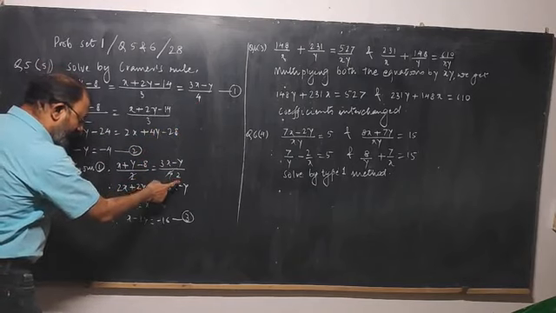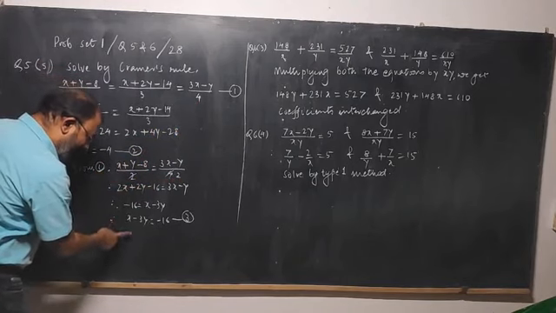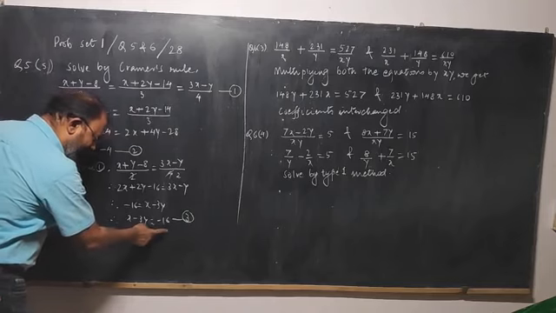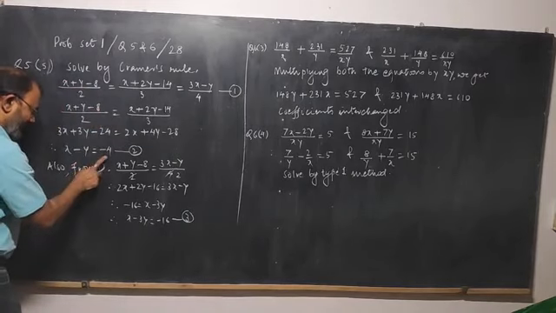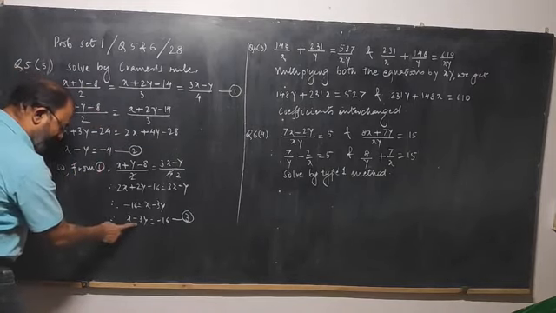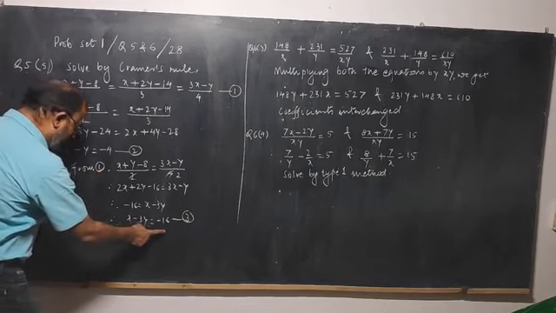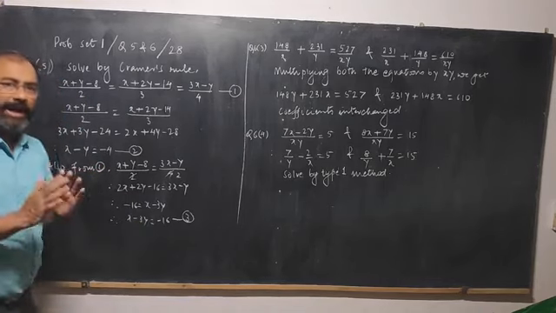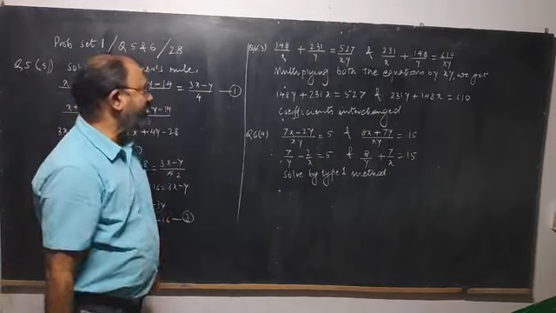4 is cancelled by 2, cross multiplied and simplified. I am getting the second equation in x and y. This is x minus y equal to minus 4. This is x minus 3y is equal to minus 16. I will solve these two and we can get the values of x and y.